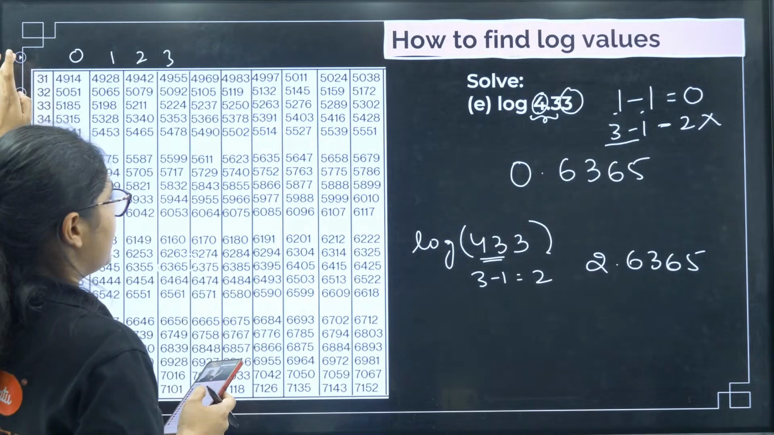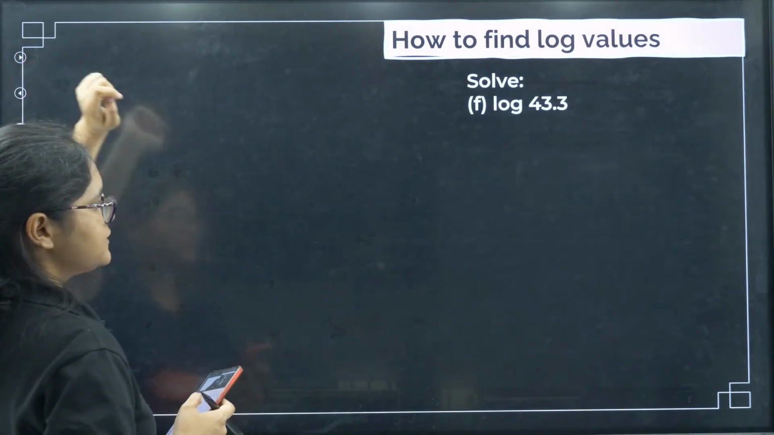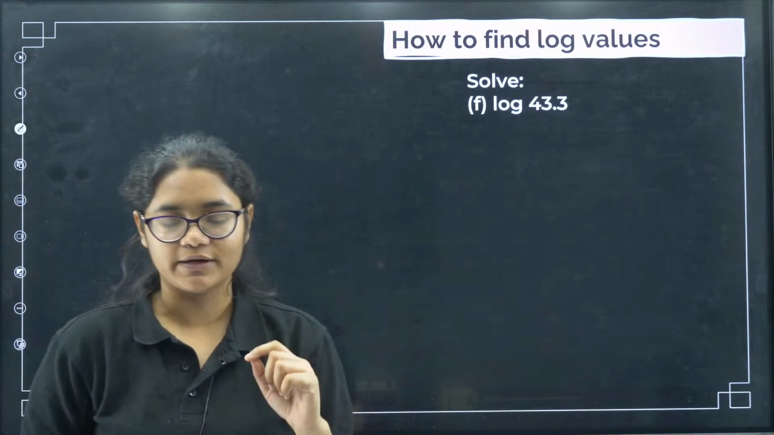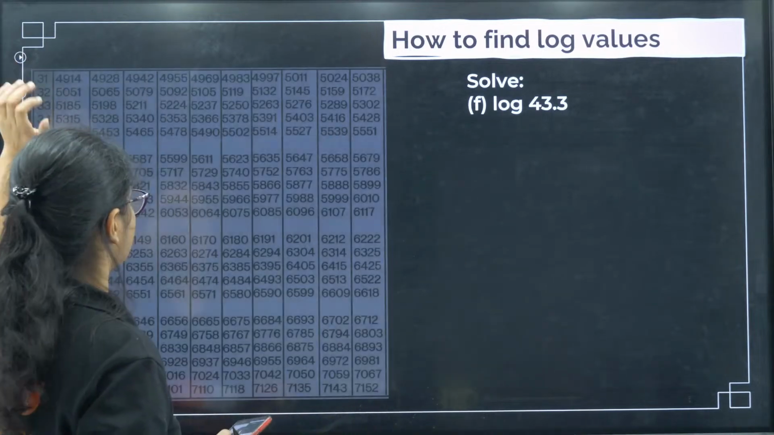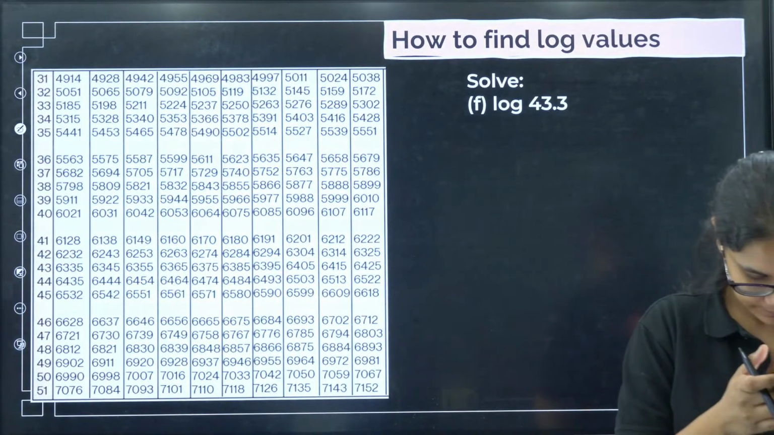Okay, next we will move to the next one. Students, try this one. Please try this question on your own: log 43.3. Please try this on your own. I'll give you 1 minute.